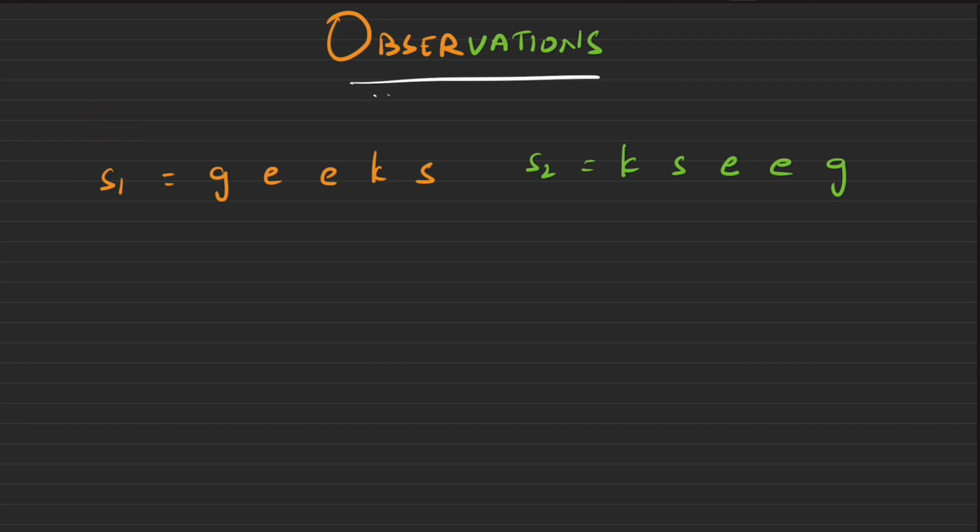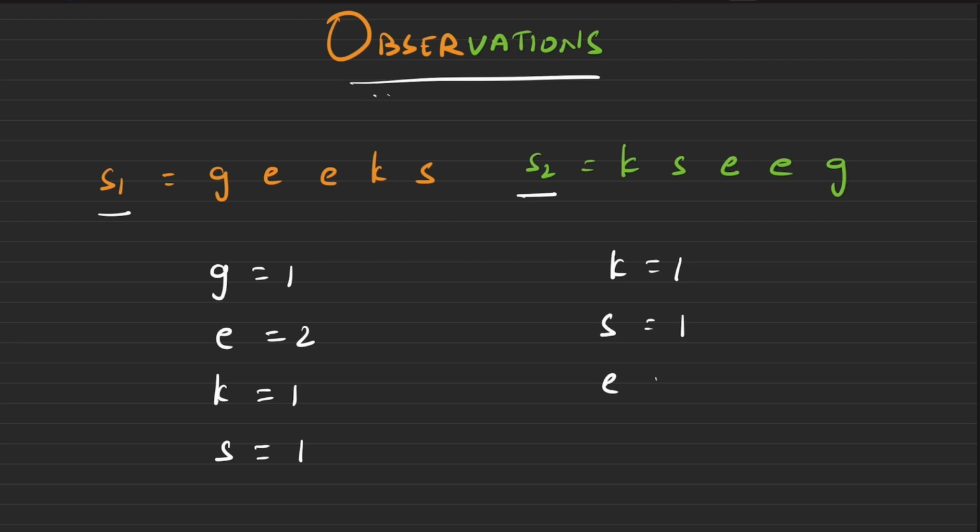Now what we observed in the example, we need to store the frequency of both S1 and S2. So let's start with S1. In S1, the frequency of G is 1. The frequency of E is 2. The frequency of K is 1. And the frequency of S is 1. And similarly, in string S2, the frequency of K is 1. The frequency of S is 1. The frequency of E is 2. And the frequency of G is 1.